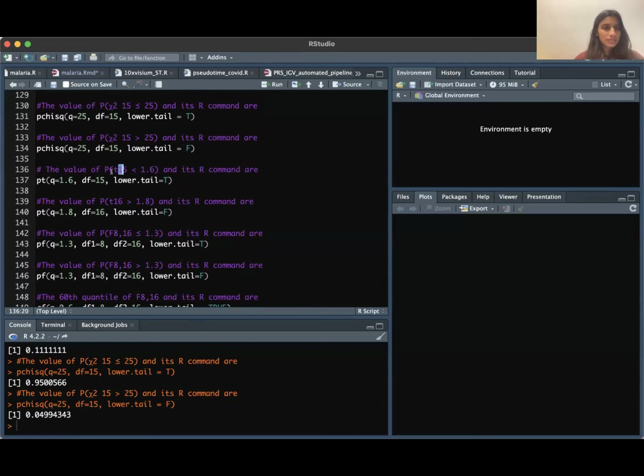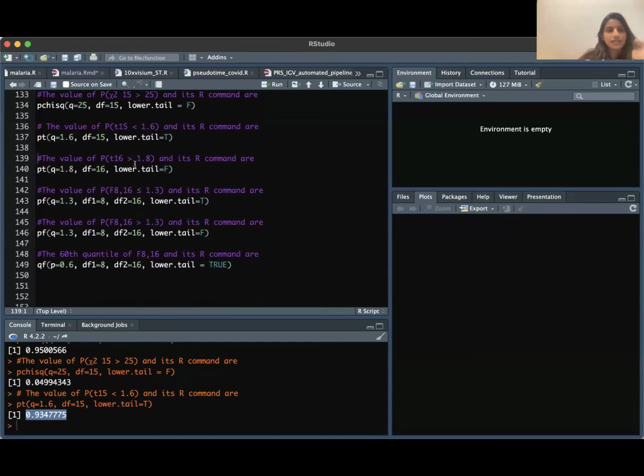The next question is the probability of T with 15 degrees of freedom lesser than 1.6. So here you use pt, the probability of the T distribution: q is equal to 1.6, df is equal to 15, lower tail is equal to true because it's a lesser than sign. You compute this and you get the value 0.93. Similarly, they've asked the probability of T with 16 degrees of freedom greater than 1.8. So here lower tail would be false.